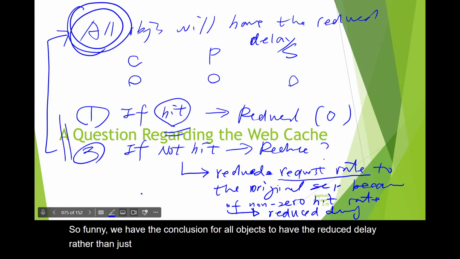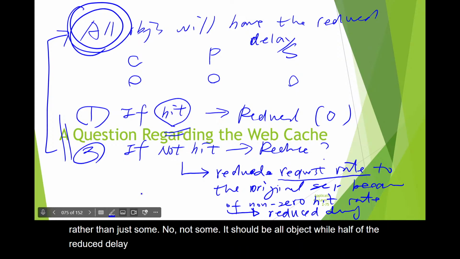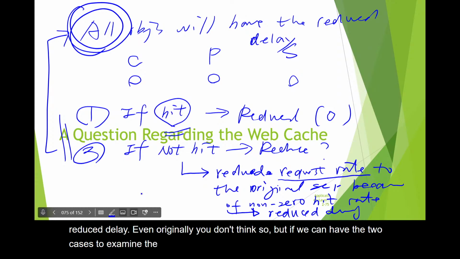So finally, we have the conclusion: all objects have the reduced delay, rather than just some. No, not some. It should be all. All objects will have the reduced delay. Even if originally you don't think so, if we examine the two cases, you will understand the answer is yes.